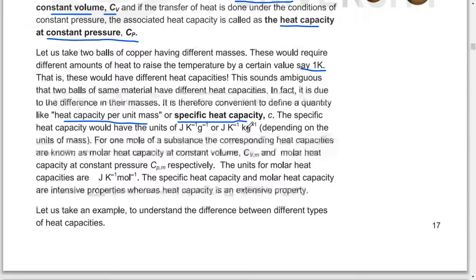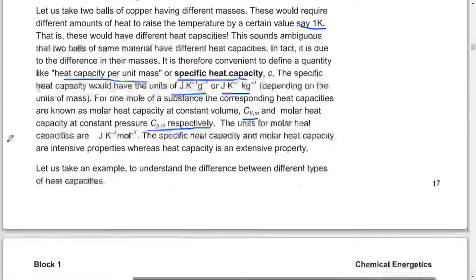The specific heat capacity would have the units of joule K inverse gram inverse, or joule K inverse kilogram inverse, depending on the unit of mass. For 1 mole of the substance, the corresponding heat capacities are known as molar heat capacity at constant volume, CVm, and molar heat capacity at constant pressure, CPm, respectively. The units for molar heat capacities are joule K inverse mole inverse. The specific heat capacity and molar heat capacity are intensive properties, whereas the heat capacity is an extensive property.